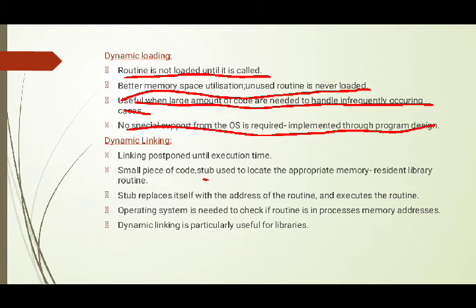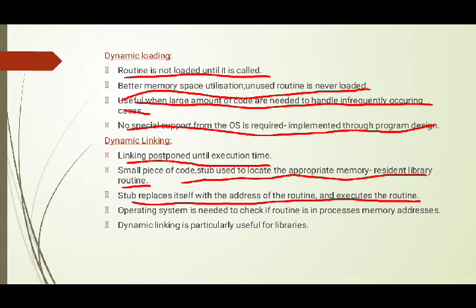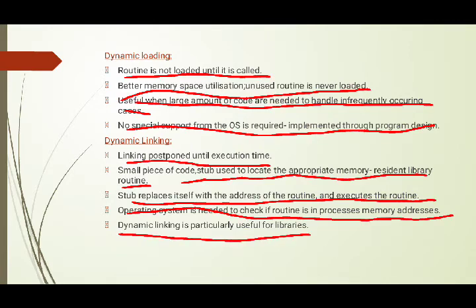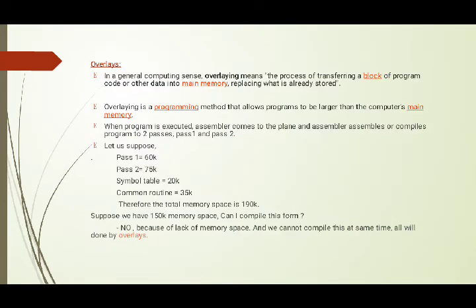So linking is postponed until execution time. A small piece of code, the stub, is used to locate the appropriate memory-resident library routine, and the stub replaces itself with the address of the routine and executes the routine. The operating system is needed to check if the routine is in the process's memory address space, and dynamic linking is particularly useful for libraries. Now, what is meant by overlays?